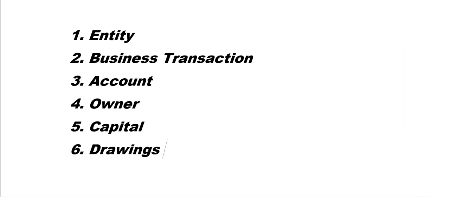The first term, entity. Next, business transaction. Third term, account. Fourth term, owner. Fifth term, capital. And the sixth term is drawings. So these 6 terms will be discussed in this particular video. Let's go on to understand about the term entity.